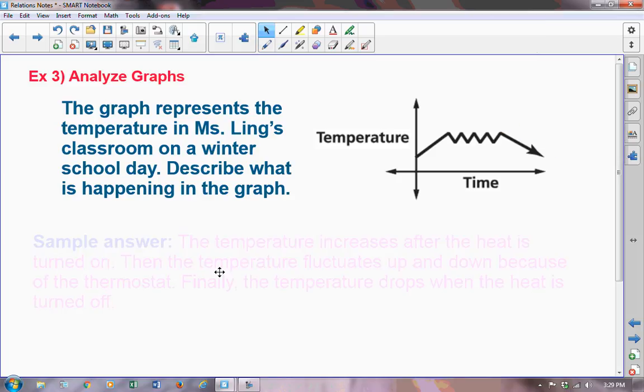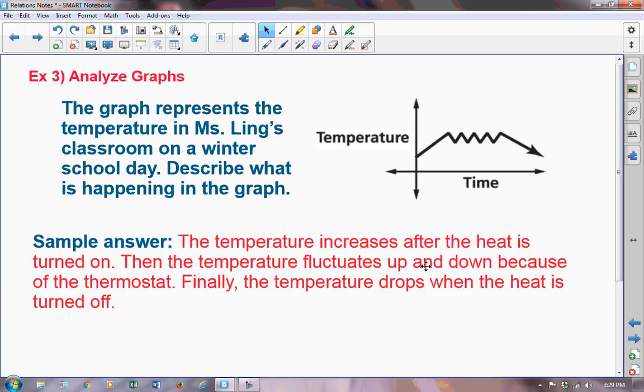So how would we describe that? Here's a sample answer. The temperature increases after the heat is turned on, then the temperature fluctuates up and down because of the thermostat. Finally, the temperature drops when the heat is turned off. So that is a sample answer. You can definitely condense that down, but you understand what is happening, what is processed.